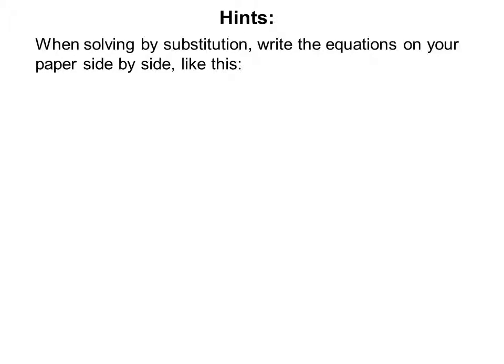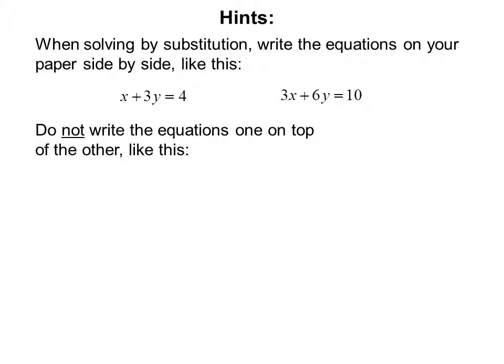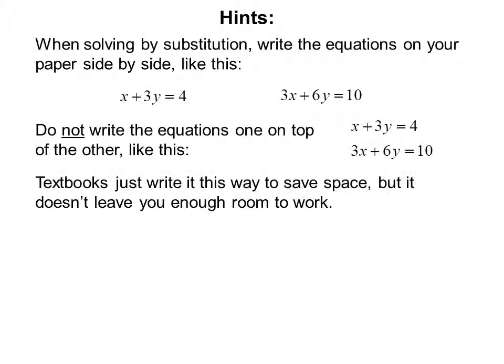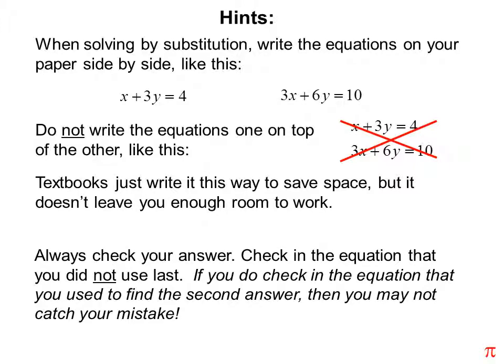When solving by substitution, write the equations on your paper side by side like this. Do not write the equations one on top of the other like this. Textbooks just write it this way to save space, but it doesn't leave you enough room to work. Always check your answer. Check in the equation that you did not use last. If you do check in the equation that you used to find the second answer, then you may not catch your mistake.